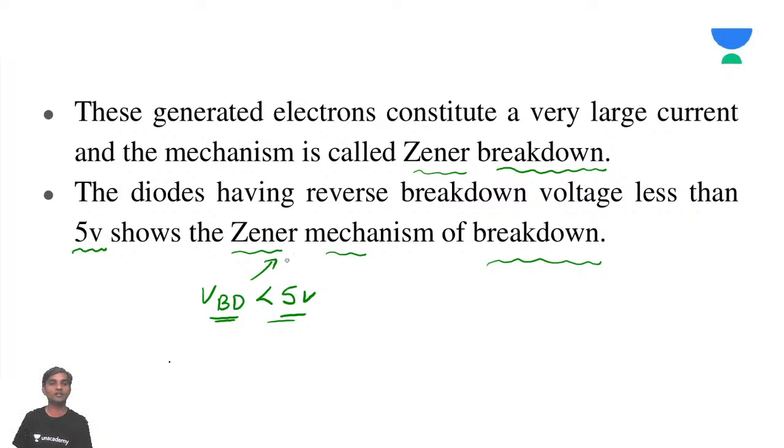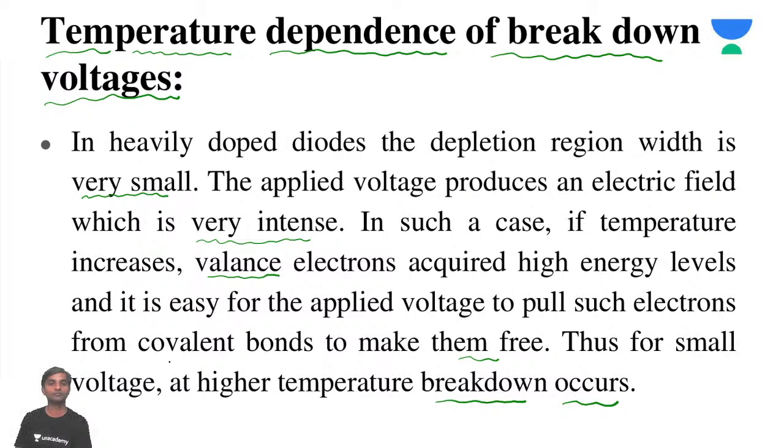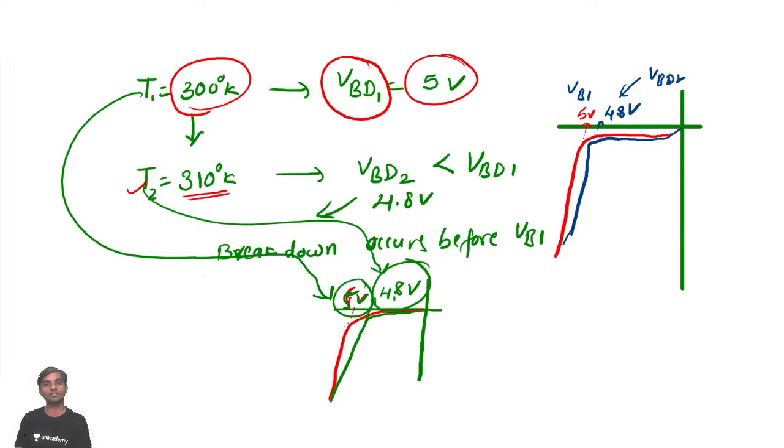So the Zener breakdown mechanism is called Zener breakdown, and it happens for diodes having a breakdown voltage less than 5 volts. We have discussed how the breakdown voltage depends on temperature. As the temperature increases, avalanche breakdown increases. As temperature decreases, avalanche breakdown decreases.